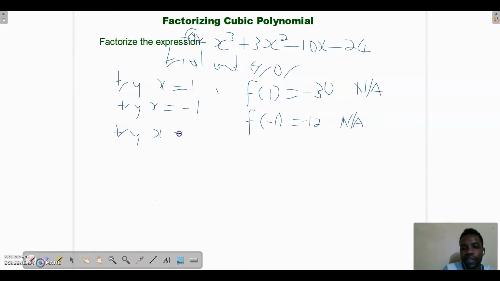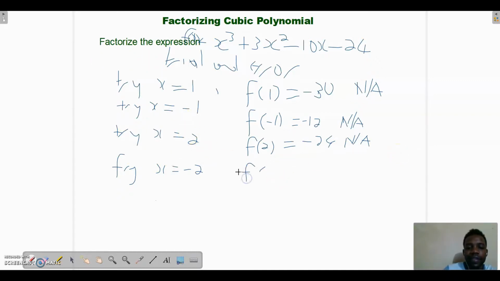Try x equal 2. So f of 2 equal, and then again we said this is a job for your calculator. This gives me negative 24, so this is also out, not applicable. Now if I try x equal negative 2, so we try positive, then negative, then positive, then negative. F of negative 2 would give me 0. So right away we have our factor. So if we know that x equal negative 2 works, it means that negative 2 is a root, which would mean that x plus 2 is a factor.